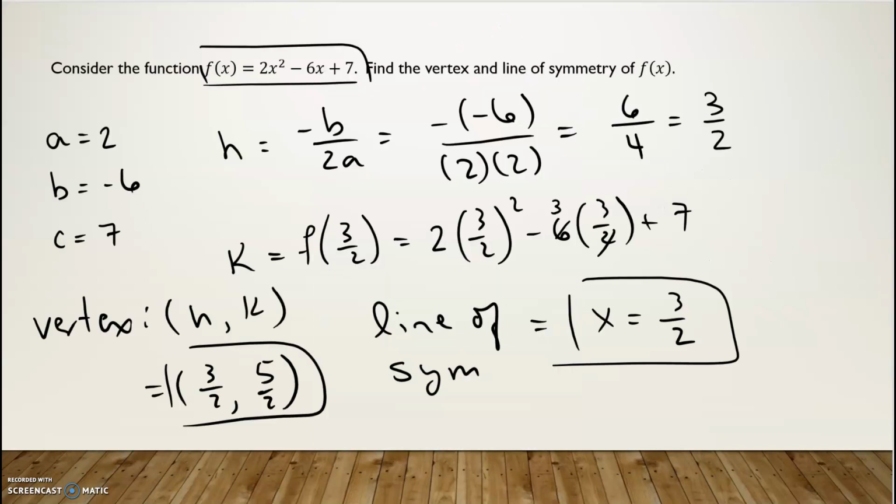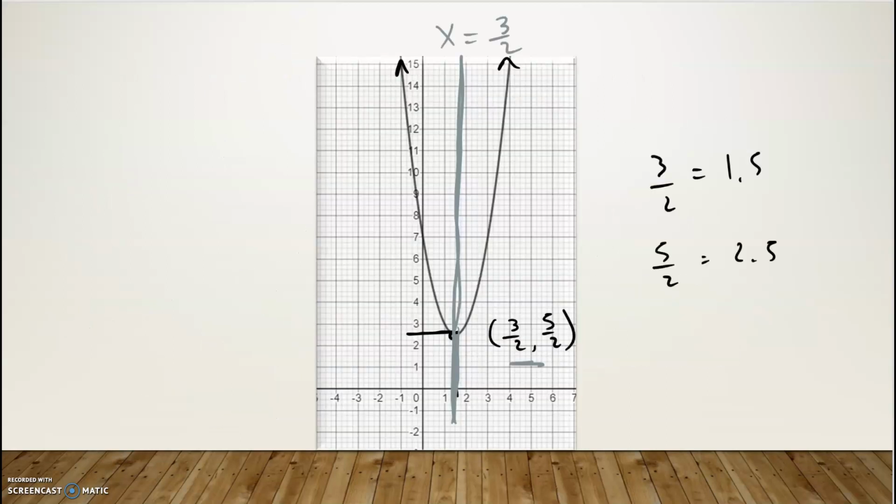If we didn't have the graph, all we need to look at is the leading coefficient right in front of the x squared. If it's positive, it's going to be a parabola that opens upward. If it's negative, then it's going to be a parabola that opens downward. Notice that we have a positive 2, so this graph will open upward. So that means that we would have a minimum for our vertex.